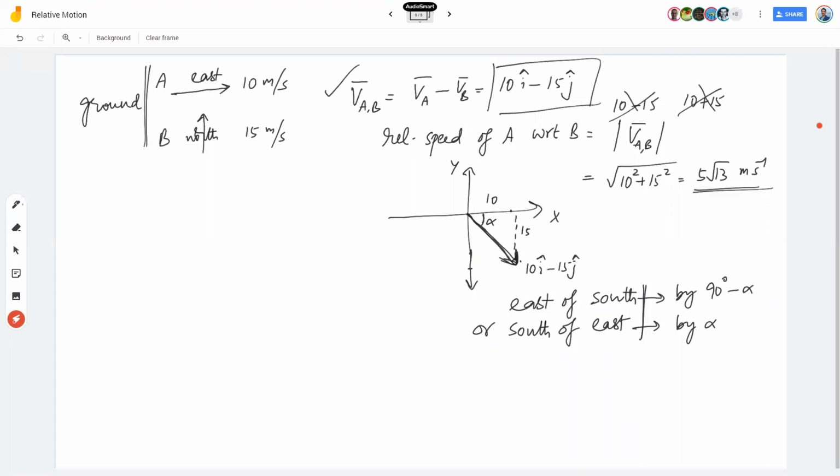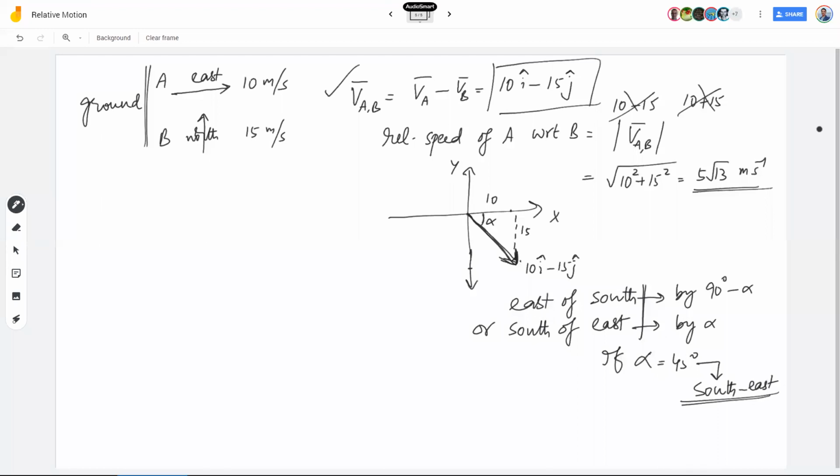So this is east, south of east by alpha. This is south, east of south by this angle, which is 90 degree minus alpha. That direction must be specified like this. If alpha is 45 degree, then you can call it southeast. Exact southeast would be the angular bisector, exactly between south and east. Only if it is 45 degree, you can say southeast. If it is not 45 degree, you should not say southeast.